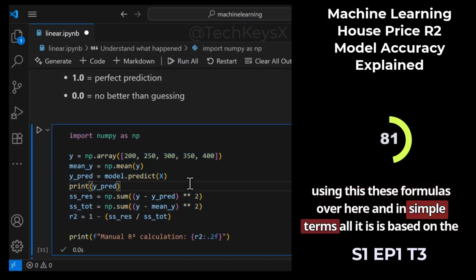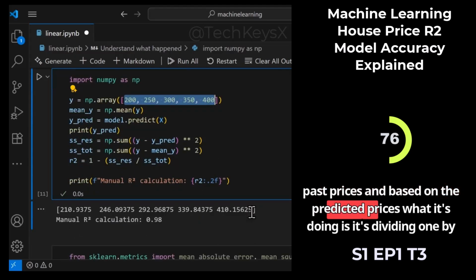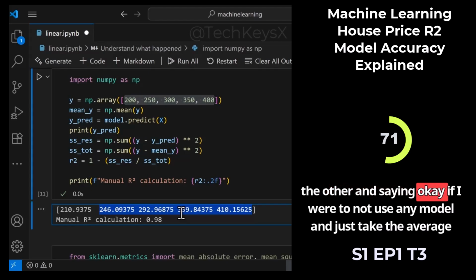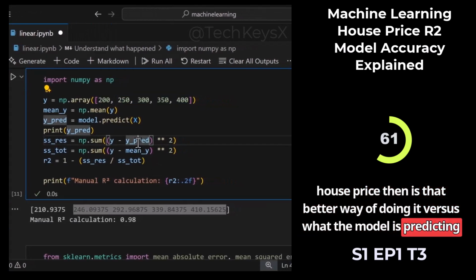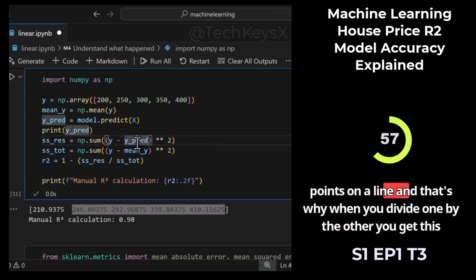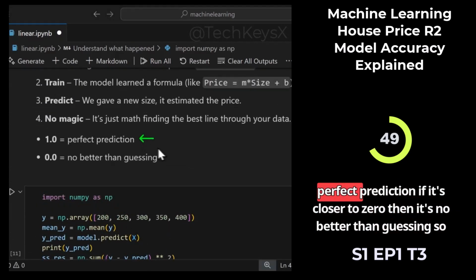In simpler terms, based on the past prices and the predicted prices, what it's doing is dividing one by the other and saying, okay, if I were to not use any model and just take the average house price, is that a better way of doing it versus what the model is predicting? Because the model, remember, is a straight line. It will try and fit all the points on a line. And that's why when you divide one by the other, you get this accuracy here. And remember, if it's close to 1, that is perfect prediction. If it's closer to 0, then it's no better than guessing.